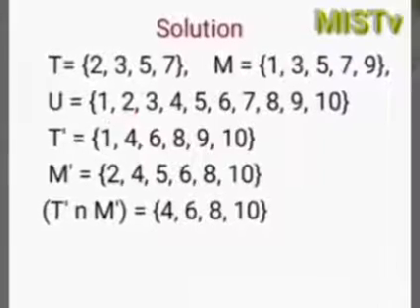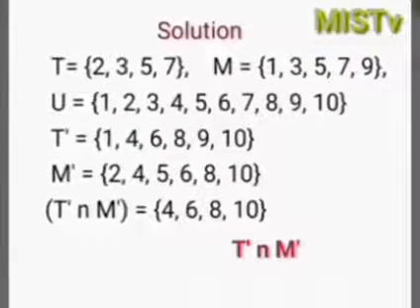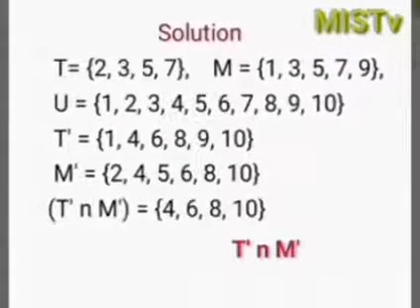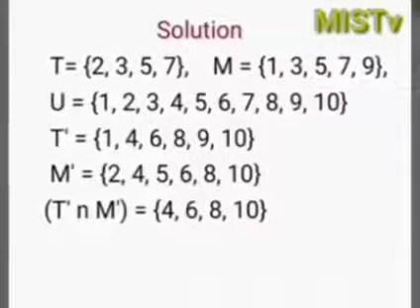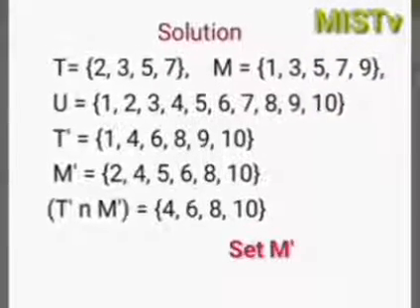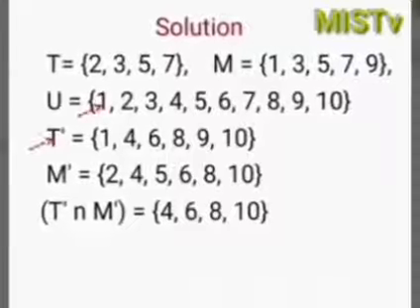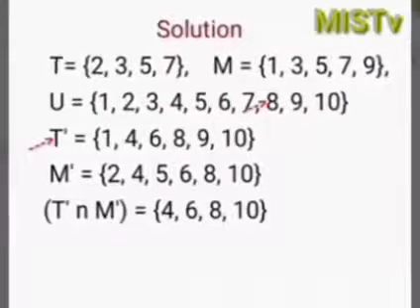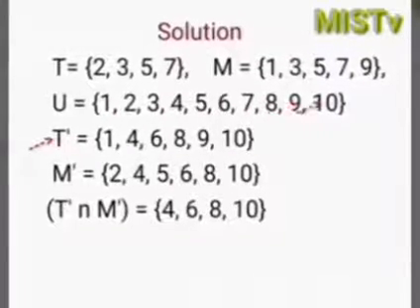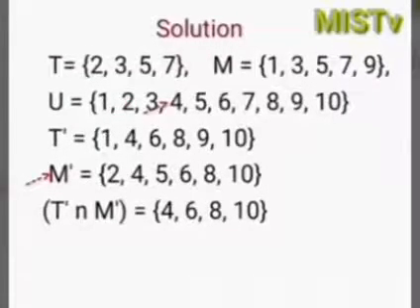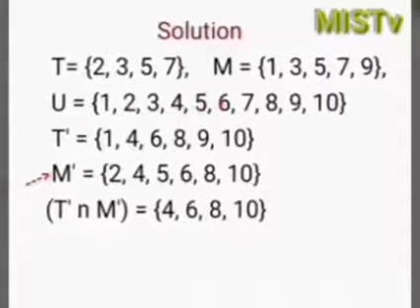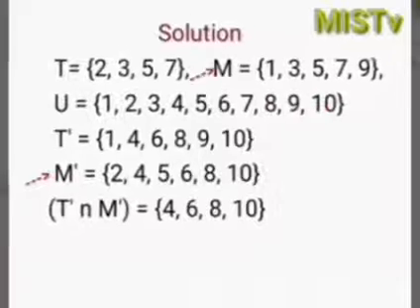To get the set T prime intersection M prime, first of all, find the elements of the set T prime and the elements of the set M prime. The set T prime contains elements of the universal set that are not in set T, while the set M prime contains the elements of the universal set that are not in set M.